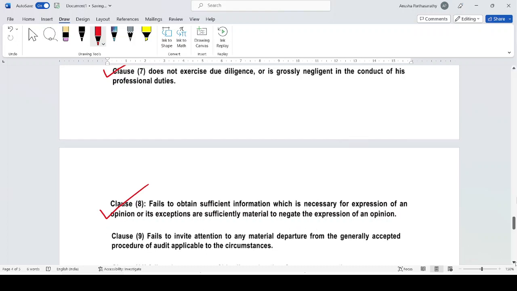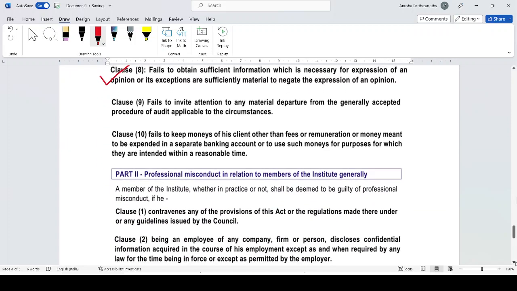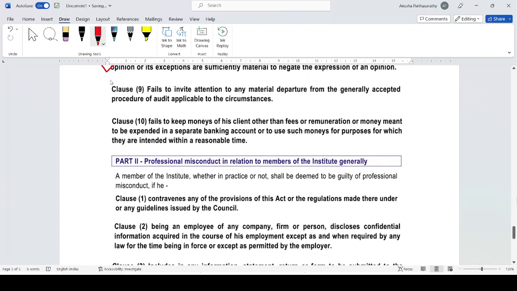As per Clause 9 of Part 1 of the Second Schedule, Chartered Accountants Act 1949, a chartered accountant in practice shall be deemed to be guilty of professional misconduct if he fails to invite attention to any material departure from the generally accepted procedure of audit applicable to the circumstances. As per Clause 10 of Part 1 of the Second Schedule, Chartered Accountants Act 1949, a chartered accountant in practice shall be deemed to be guilty of professional misconduct if he fails to keep the monies of his client other than the fees or remuneration or money meant to be expended in a separate bank account or to use such money for the purpose for which they are intended within a reasonable time.